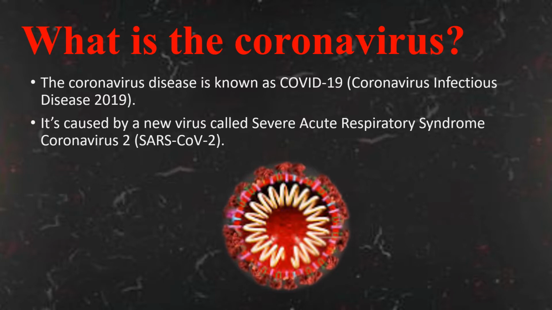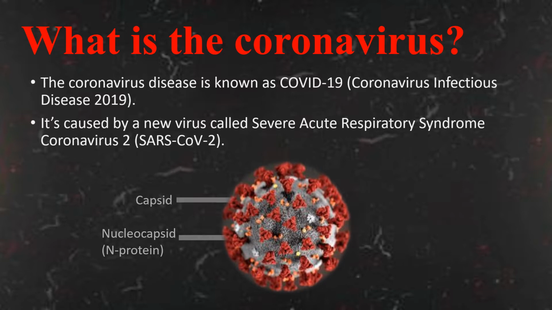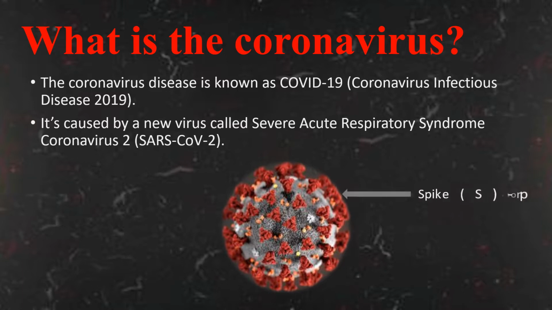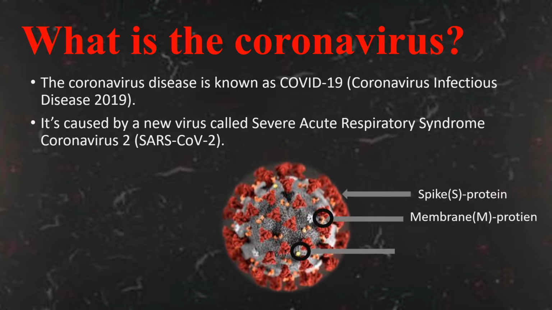The inner structure of the coronavirus looks like this, consisting of the nucleocapsid or N protein, which is RNA, covered, supported, and protected by the capsid. There are many surfaces projecting off of the virus. These are nothing but the surface proteins, including the spike or S protein, the membrane or M protein, and the envelope or E protein.